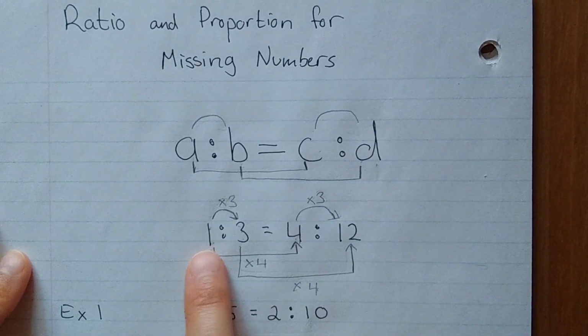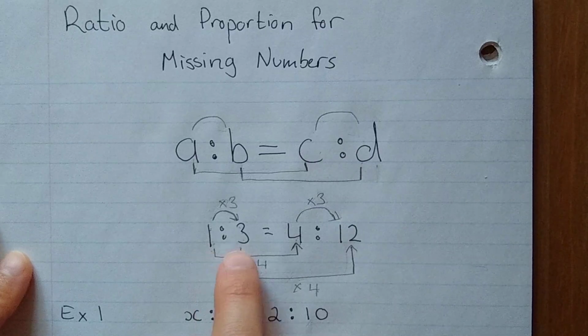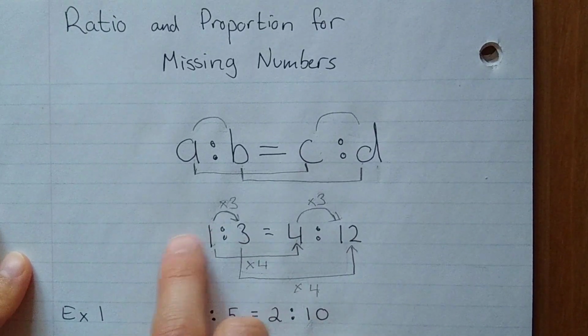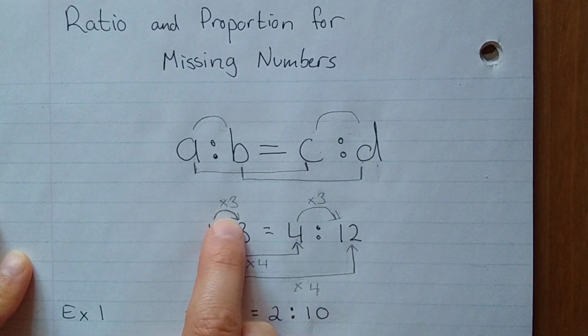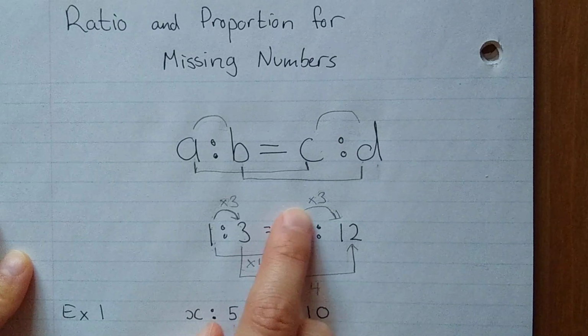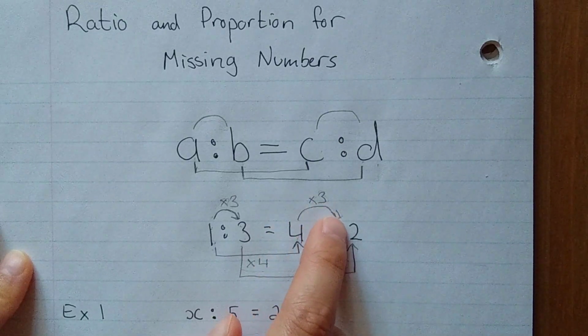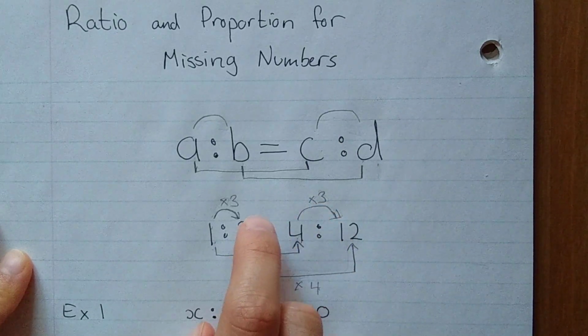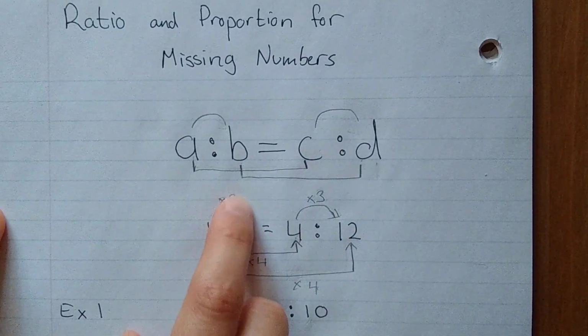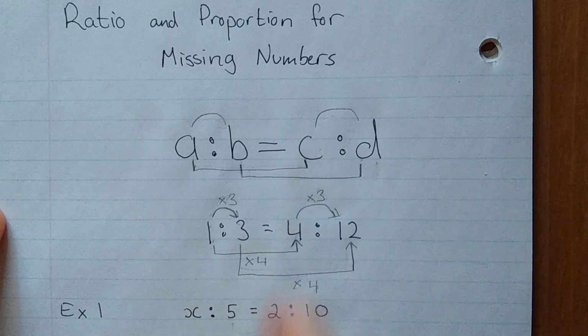So here's an example. This is an equivalent ratio. 1 to 3 is equivalent to 4 to 12. And that's because if you do 1 times 3 from left to right, you'll get 3. And then 4 times 3 from left to right, you'll get 12. So as long as you're consistently either going from left to right or from right to left, you're going to have this similarity of times 3 and times 3.